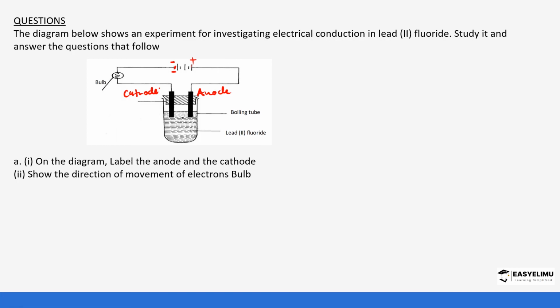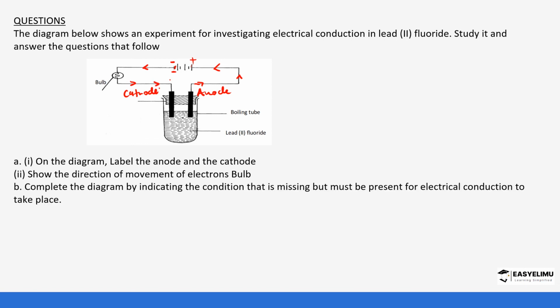Show the direction of movement of electrons. So we said the electrons are lost at the anode. So when you are showing the movement, remember to put the arrow on the line. On the line. Don't put it on top, on the line. And then complete the diagram by indicating the condition that is missing. So the condition that is missing is heat, because we need the lead 2 fluoride to be molten.